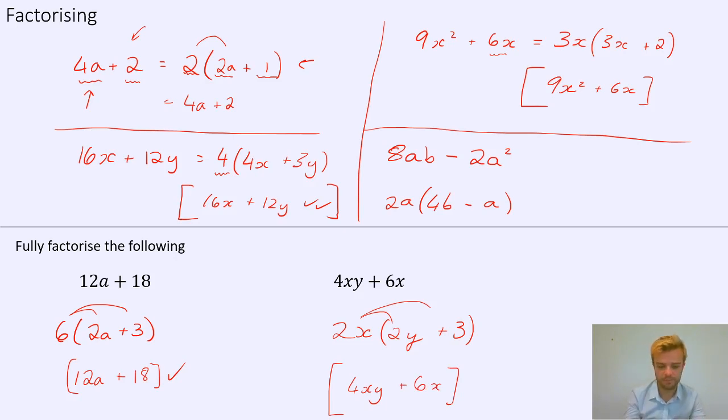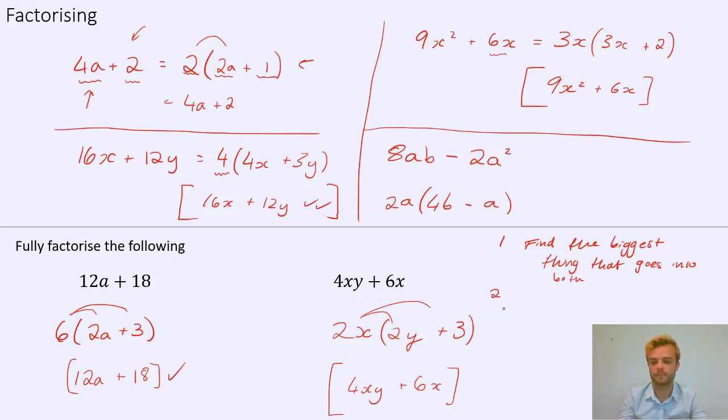There's kind of a couple of steps. You want to, first of all, find the biggest thing, I'll just call it a thing, that goes into both. It's a bit short, but that is it. And then step 2, it's hard to put into words. You're working out what you have to multiply your number that's outside by to get the numbers that you started with. Do you know what? Maybe it's best not to put it into steps. Never mind.